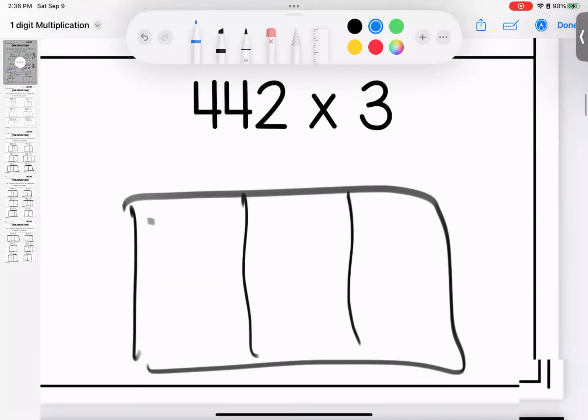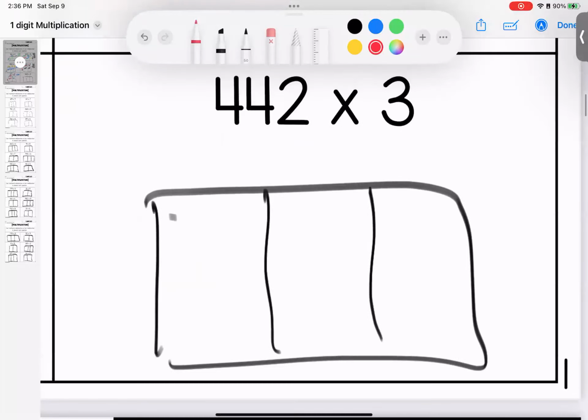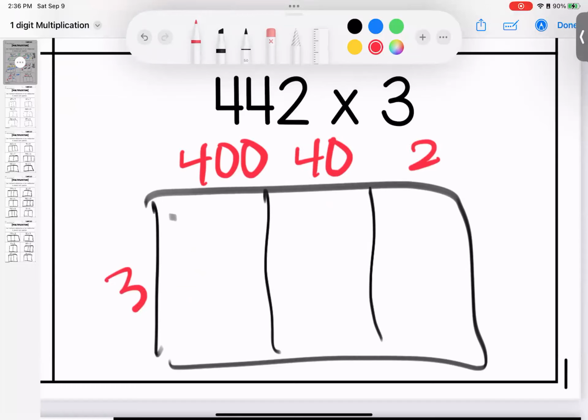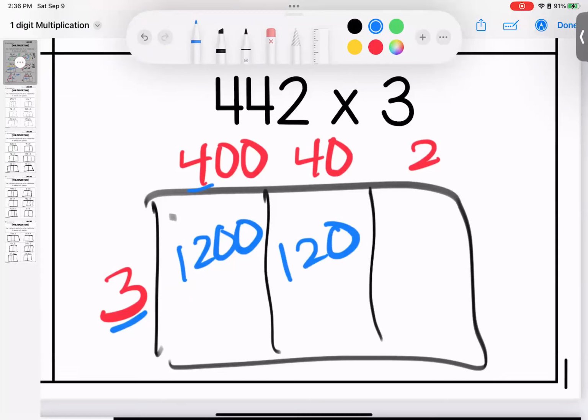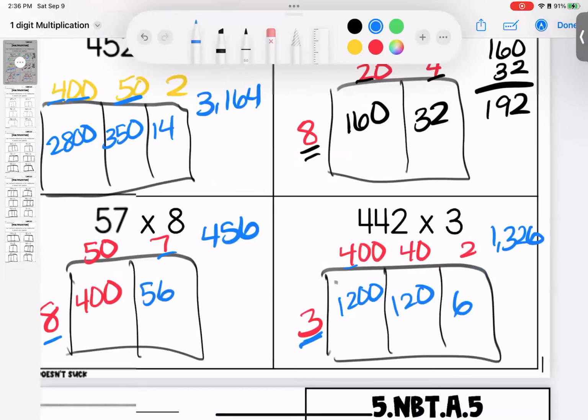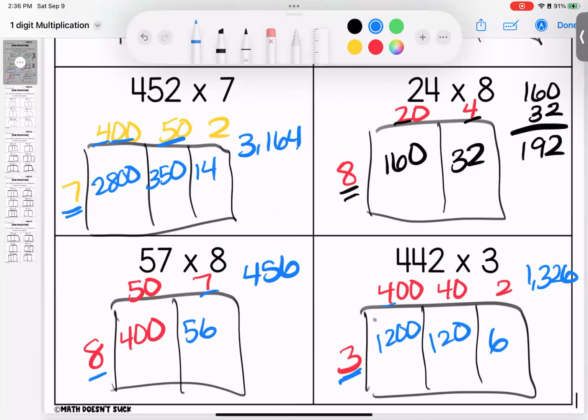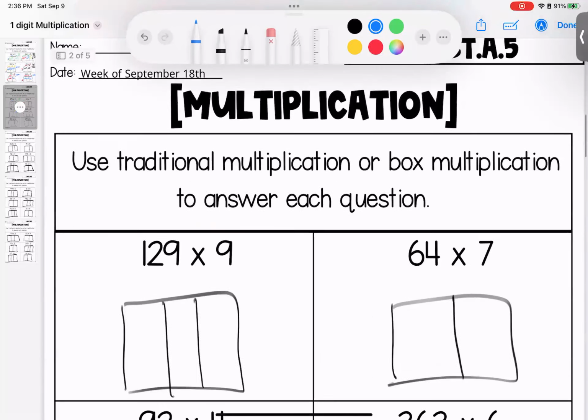All right, last one on page number 1. I have 440 and 2 times 3. 3 times 4 is 12 with 2 zeros. 3 times 4 is 12 with 1 zero. And 3 times 2 is 6. When I stack and add these three numbers, I'm left with 1,326. Any questions? Bring them with you to class.